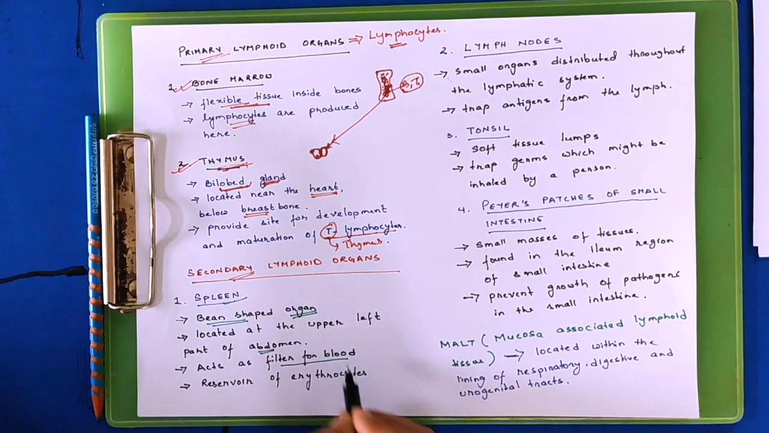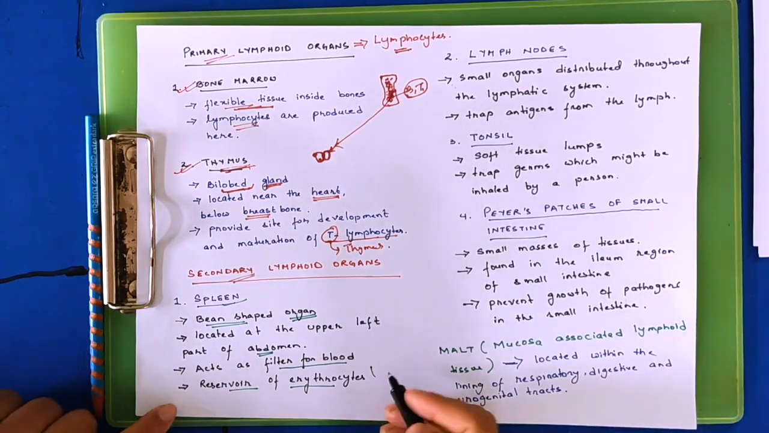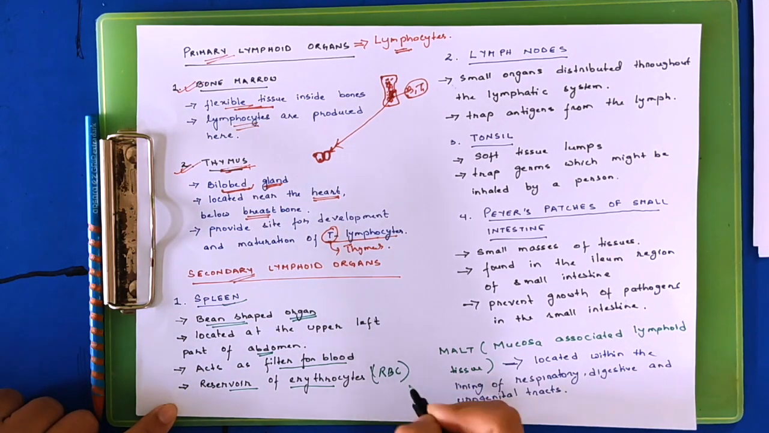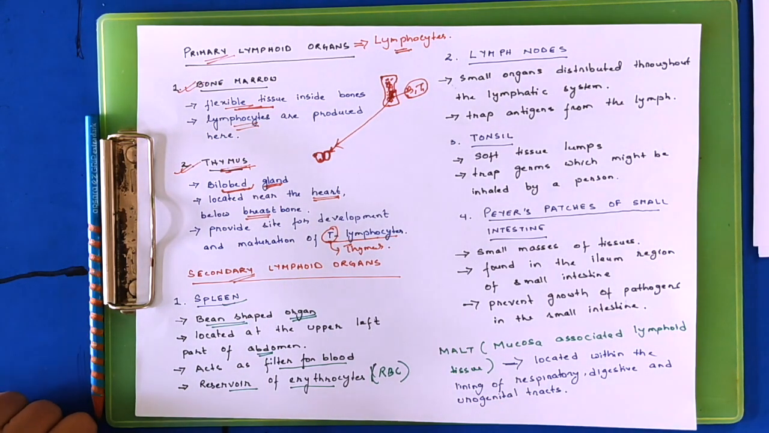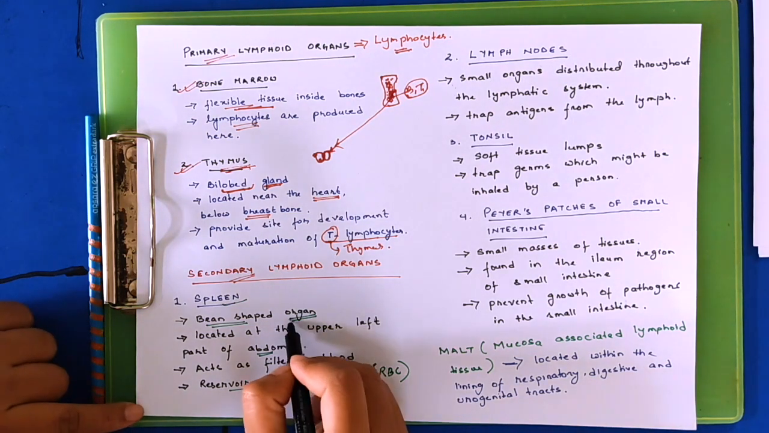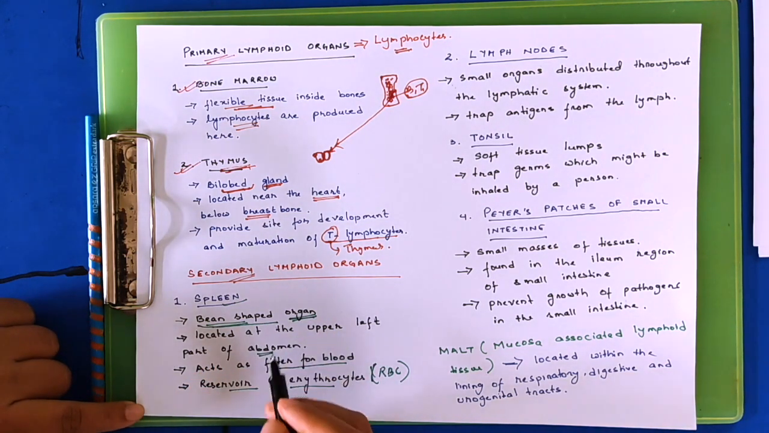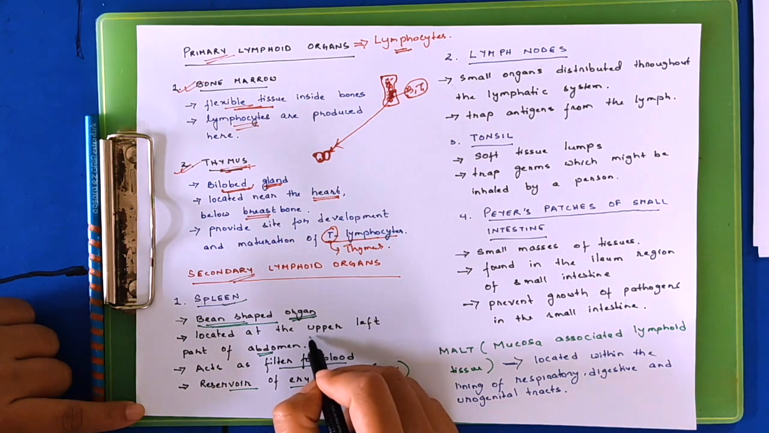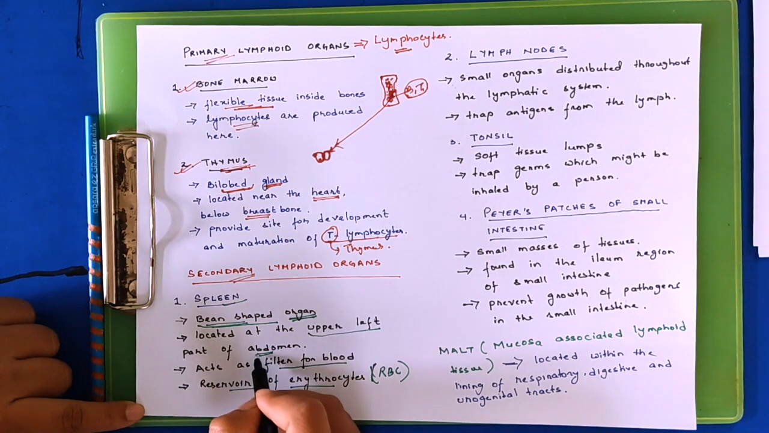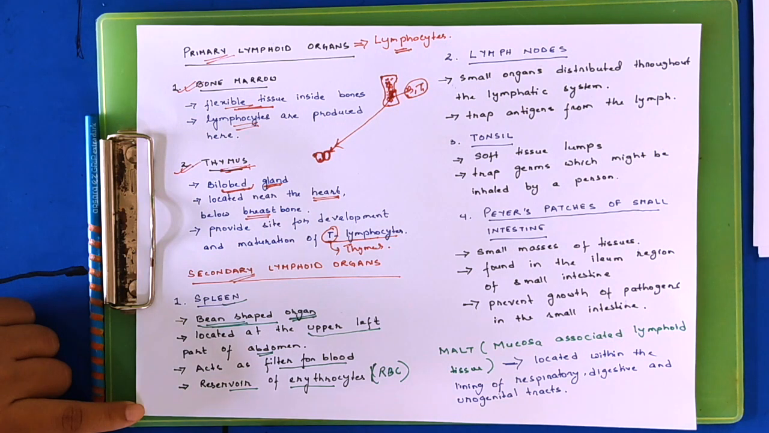It acts as a filter for blood, and it acts as a reservoir for erythrocytes, that is, red blood cells are stored in the spleen. The spleen is an organ with a bean shape. It is located at the upper left part of the abdomen. Its functions are that it helps in filtering the blood, and it helps in storage or reservoir of erythrocytes or red blood cells.